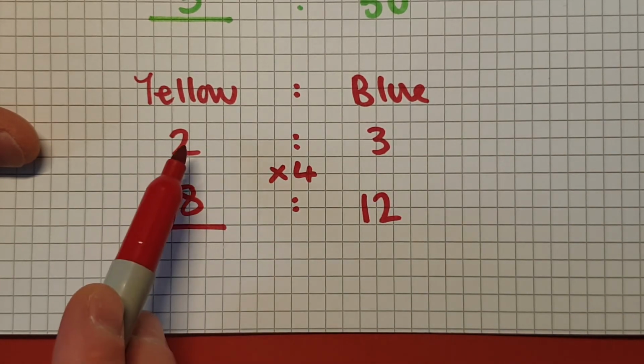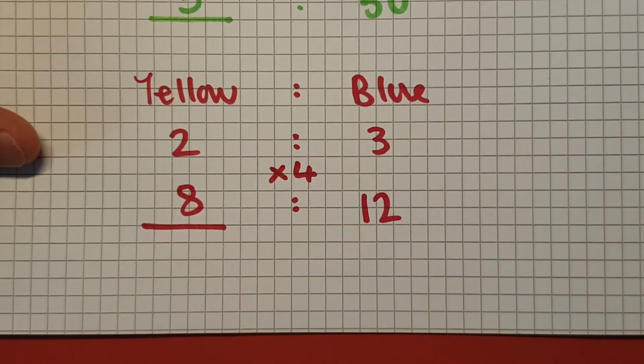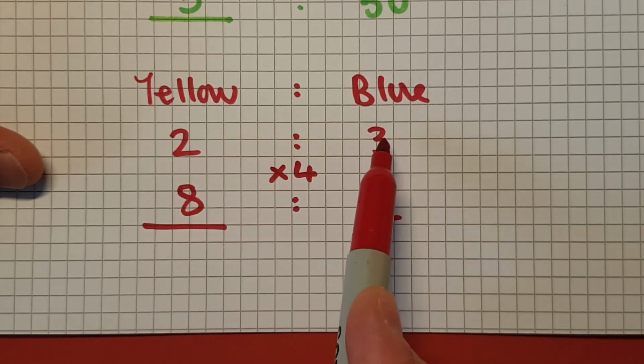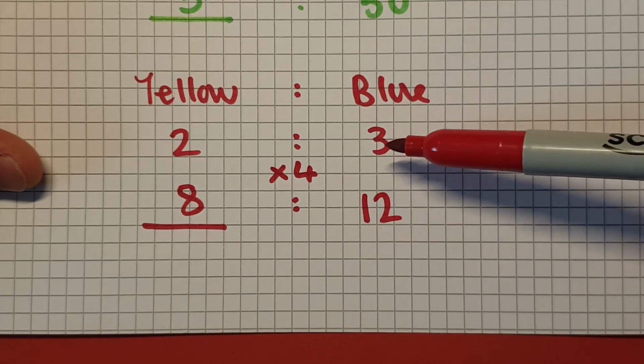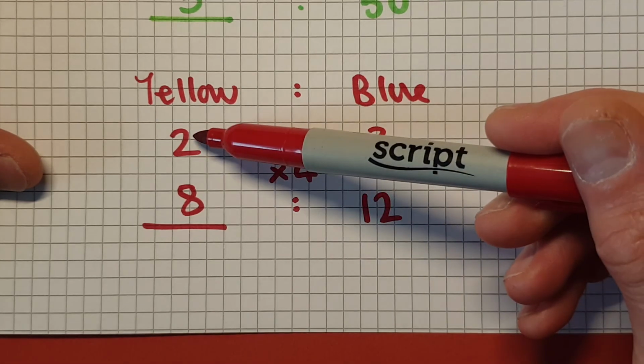So it could be 2 litres to 3 litres, or 2 tins to 3 tins, or it could be 8 litres to 12 litres. Now this is going to give you a much larger quantity than if you only use 2 and 3, but it's still going to give you the same shade. So all you have to do is think, what would you multiply to go from here to here, and do the same on the other side.